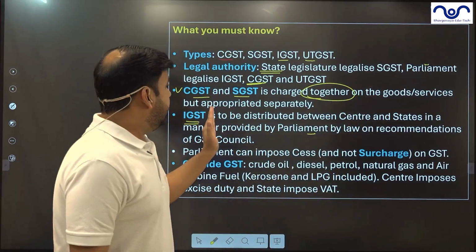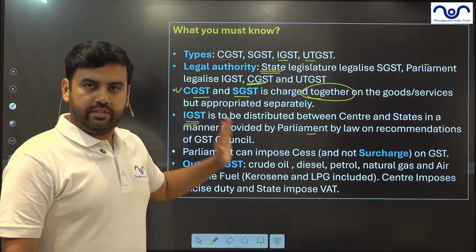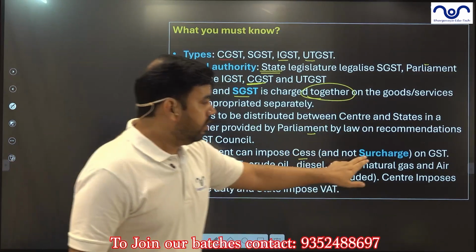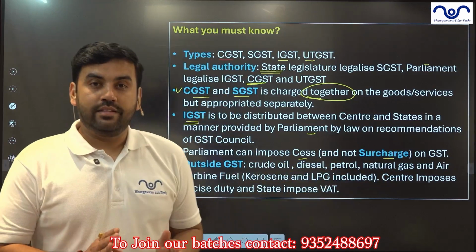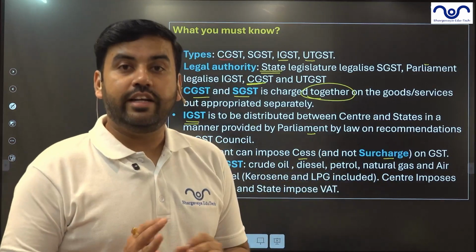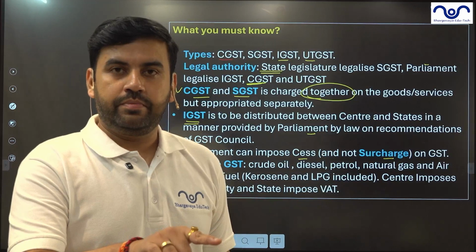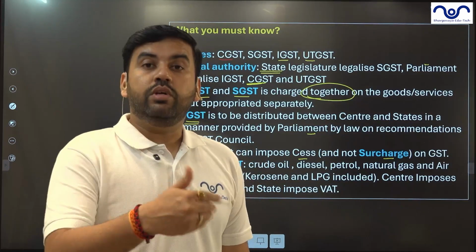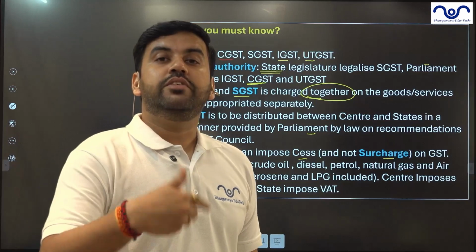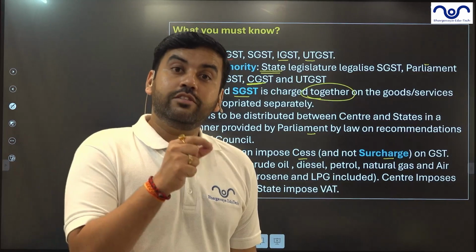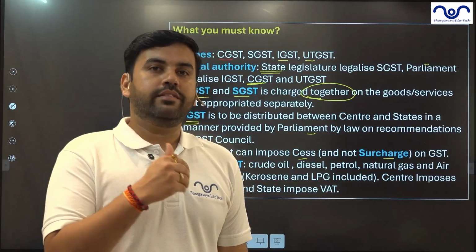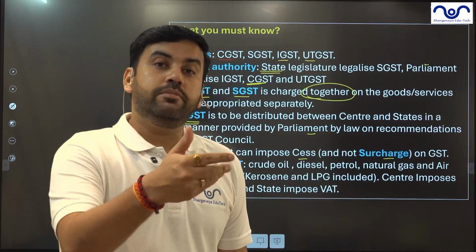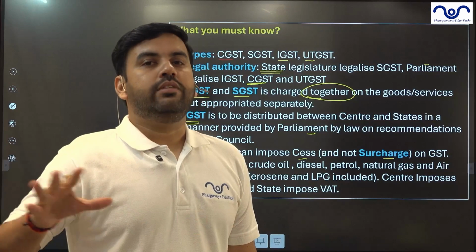Now, what is IGST, what is CGST and SGST, we will discuss very soon. Parliament can impose cess and not surcharge on GST. Now, what is cess? Cess is a specialized tax collected for a specialized purpose. Like Krishi Kalyan cess, Swachh Bharat cess, education cess. They are collected for a specific purpose. So if government is collecting education cess, the money is going to be used for education purpose only. The money cannot be used anywhere else.